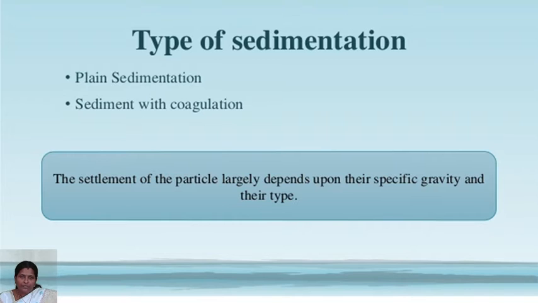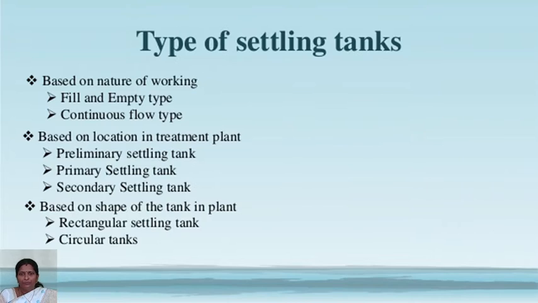Types of sedimentation: two types are available. One is plain sedimentation, another is sedimentation with coagulation. The settlement of particles largely depends upon their specific gravity and type. Types of settling tank: based on the nature of working, the settling tank is classified as fill and empty type or fill and draw type, and another one, continuous flow type.